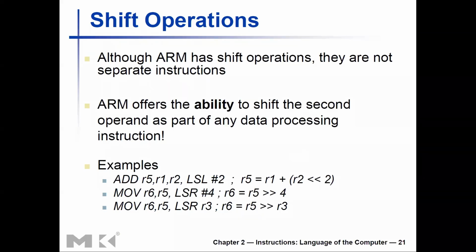Now ARM has shift operations, but they are not separate instructions. You don't have a separate instruction to perform a shift. That is because these shifts are embedded into data processing instructions. ARM offers the ability to shift the second operand as a part of any data processing instruction. That's how the ARM instruction set is designed.